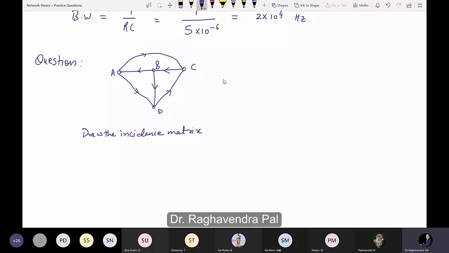In an incidence matrix, the number of rows equals the number of nodes. Here 1, 2, 3, 4 nodes are here, so we will write node A, B, C, D. And how many branches are there? We can number the branches also: 1, 2, 3, 4, 5, 6. Correct.